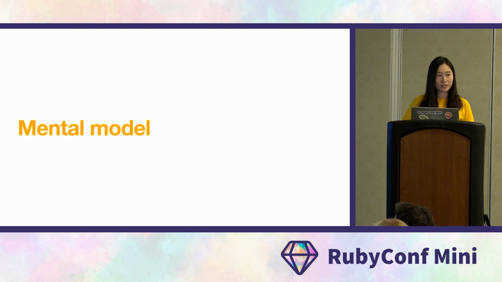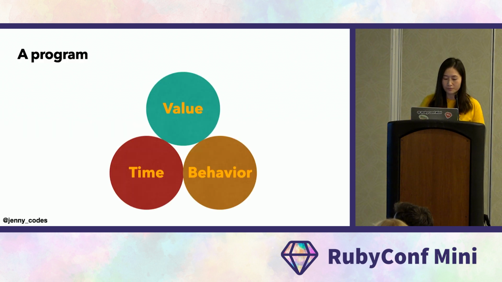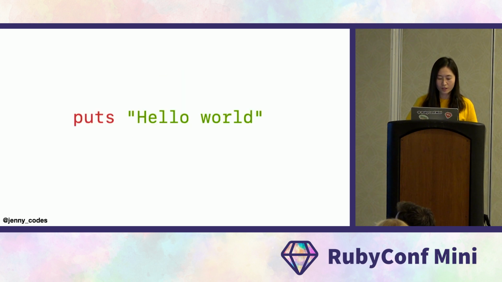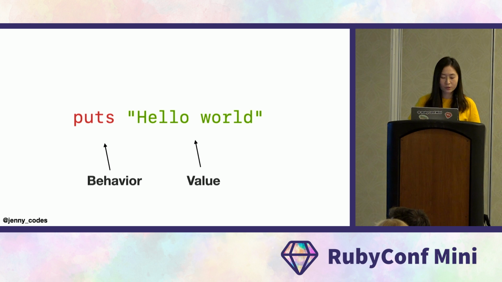To help us put things together, let's first look at a mental model. There are 3 elements here that constitute a program: value, behavior, and time. To see what I mean, we can look at an example. So here we have a function puts that prints out the string hello world and returns nil. We see 2 things: behavior and value. Behavior is the verb, the decisions, and value is something that holds data.